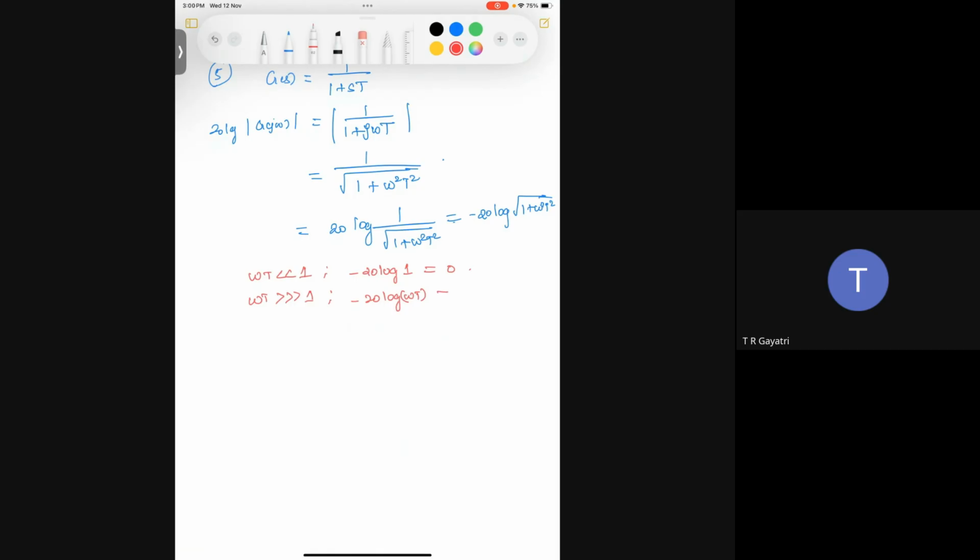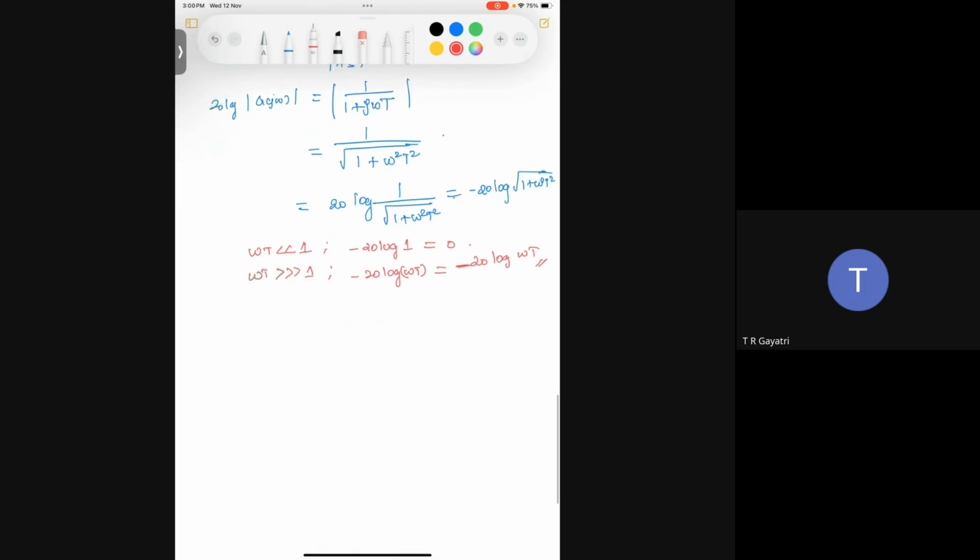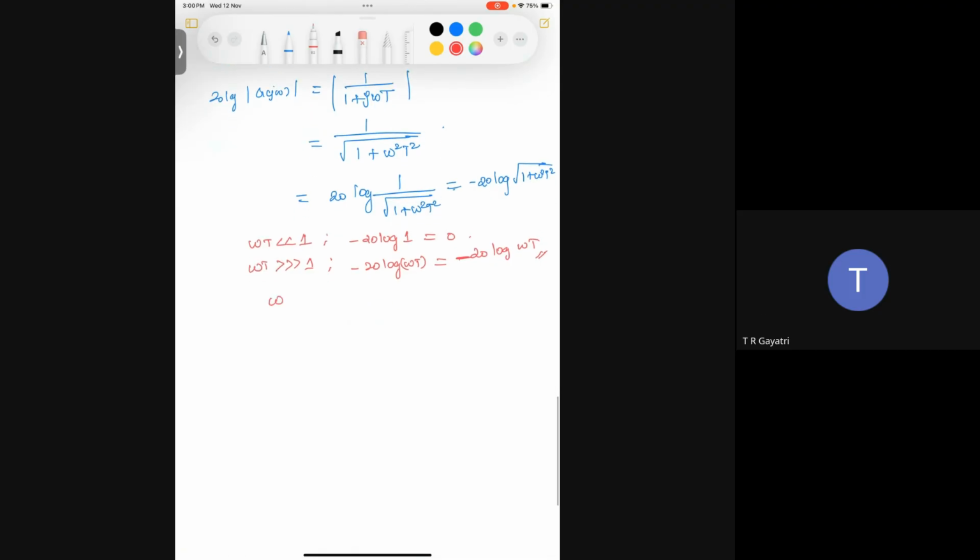Right? So it can be minus 20 log of omega t. This is your slope or value at which the omega is there. Based on the omega, it will change. So omega equal to 1 by t. This will become 20 log of omega into 1 by omega. It will be 1. So again, it will be 0.